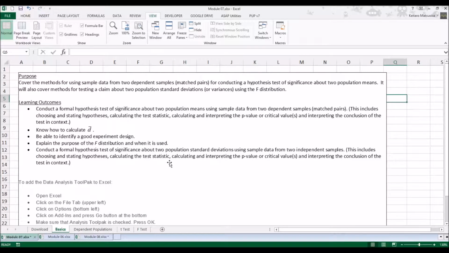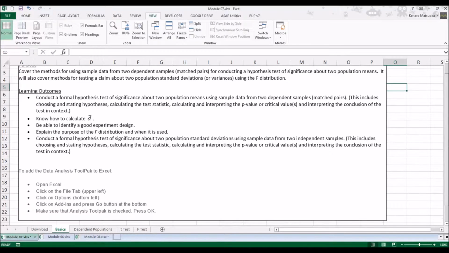Module 7 is basically the continuation of hypothesis testing, but this time we'll be using sample data from two dependent samples, sometimes called matched pairs, and conducting a hypothesis test of significance about two population means. We'll use t-tests for this. We'll also look at testing the claim about two population standard deviations or variances using the newly introduced distribution called the F distribution.